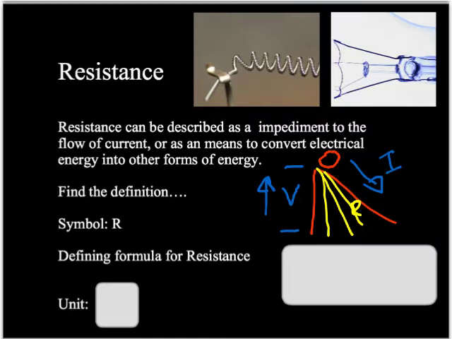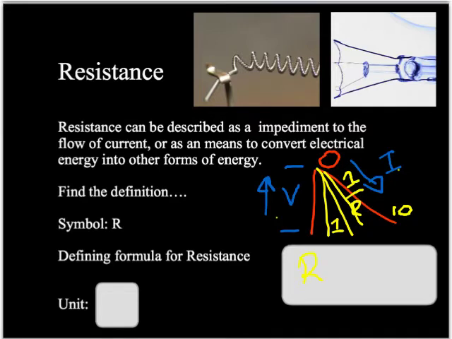Whereas the size of the slope here, so let's say this one here would be a resistance of 10. This one here would be a resistance of 1. So the current is inversely proportional to the resistance. If you increase resistance, you decrease the current. If you increase the voltage, you increase the current, so that is directly proportional.